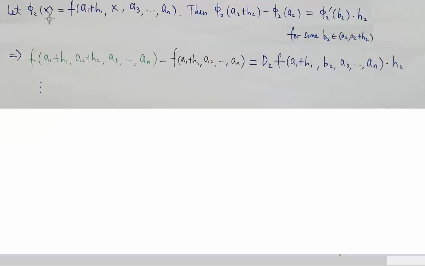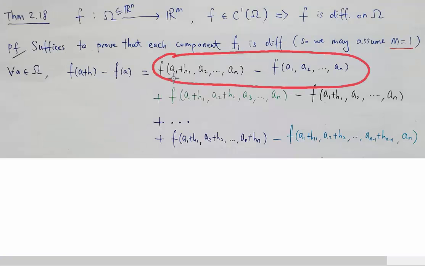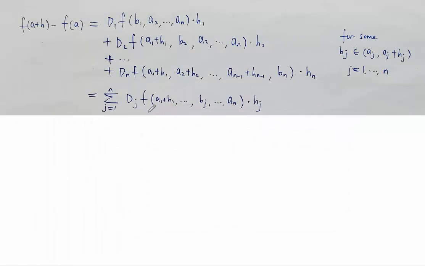For example, we can define phi2(x) to be this, and apply the mean value theorem again to express the second difference as the right hand side. And finally, we can use the mean value theorem to express all the differences on the right hand side to get this. And this is equal to the sum of the jth partial derivatives of f evaluated at this point multiplied with h_j.